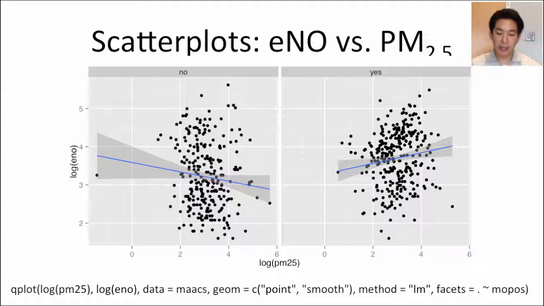and then I smooth the relationship within each panel. And you can see that again, the same story amongst the mouse negative children. There's a small decreasing relationship, and amongst the mouse positive children, there's a slight increasing relationship.